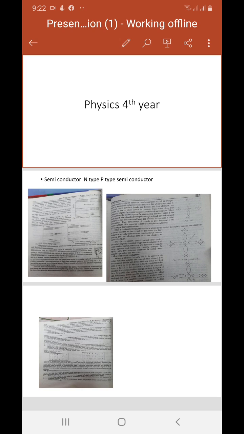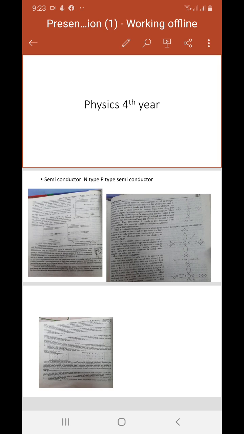Generally, the semiconductors used are silicon and germanium. Atomic number of silicon is 14, number of electrons in the first orbit 2, in the second orbit 8, and in the third orbit 4, which is the outermost orbit of silicon. Similarly, number of electrons in the outermost orbit of germanium is 4.